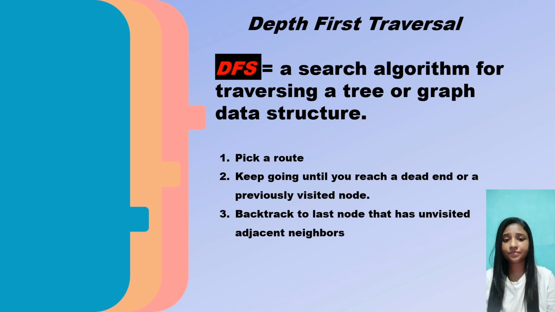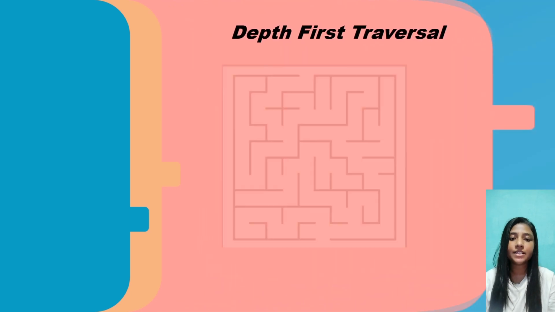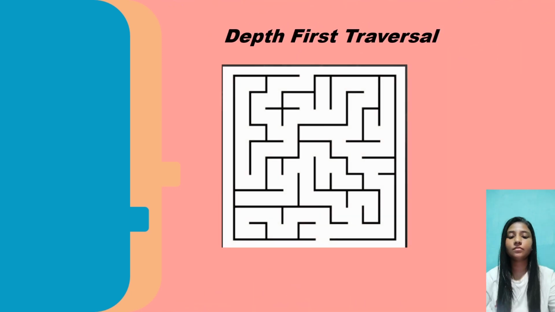We will backtrack to the last node that has unvisited adjacent neighbors. First one, pick a route. Second one, keep going until you reach a dead end or a previously visited node. Third one, backtrack to the last node that has unvisited adjacent neighbors.